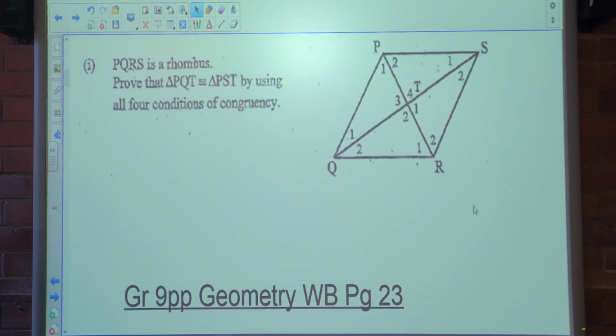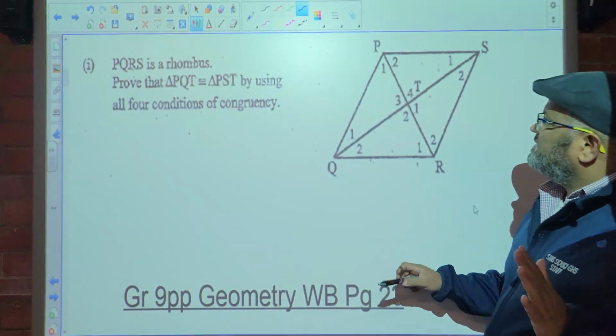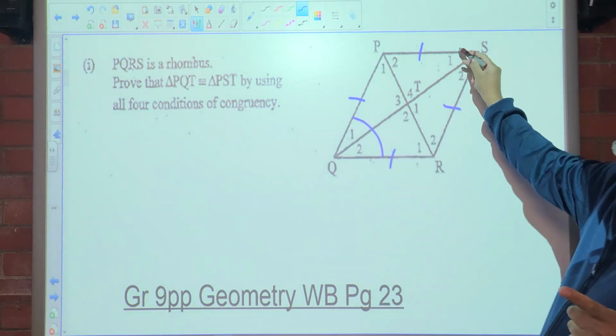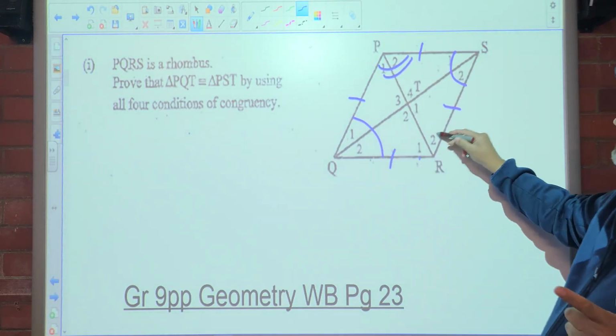So here we are told that PQRS is a rhombus. What comes to mind? How many properties are there of a rhombus? 5. Okay, what are the properties? All sides are equal, yes? Two pairs of opposite angles are equal, yes?